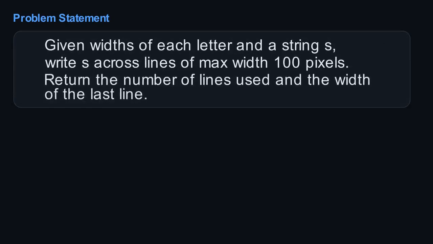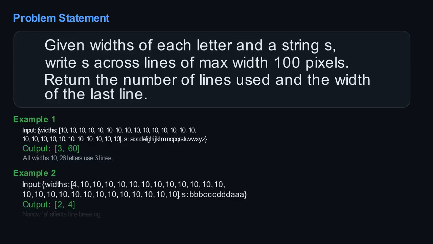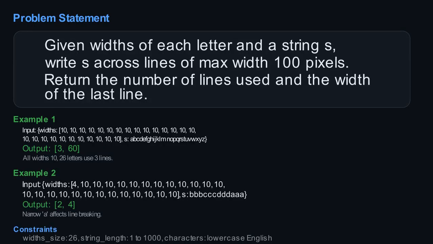Let's break this down from the very beginning. We have two main inputs. First, we have a list of numbers, 26 of them, representing the width of every letter from A to Z. For example, the first number is the width of A, the second is B, and so on. Second, we have a string of text, like a sentence or a paragraph, that we need to write down. The rule is simple but strict. Each line on our paper can hold a maximum of 100 units of width.